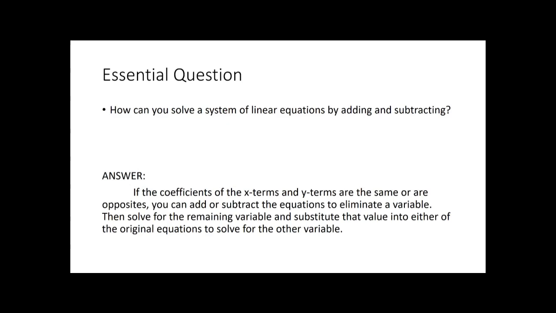All right, so if the coefficients of x or y terms are the same or are opposites, you can add or subtract the equations to eliminate. And that's the key word: eliminate a variable. Then you solve for the remaining variable and substitute that value into either of the original equations to solve for the other variable. Okay, so let's take a look at what they're talking about here.